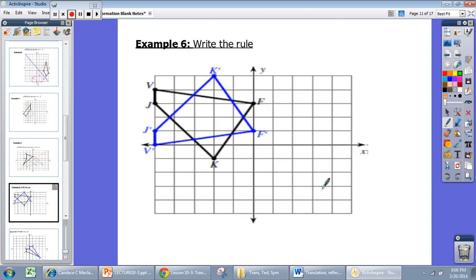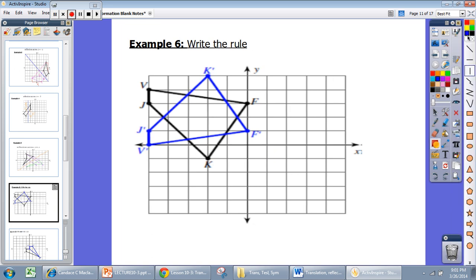Okay, so for this one, same thing like before. The black picture is your first picture. The blue picture is your second picture. Kind of look for where you see almost like a line of symmetry, almost where they look like mirror images of each other. Hopefully you see that.